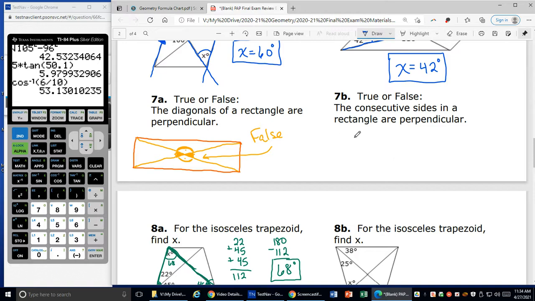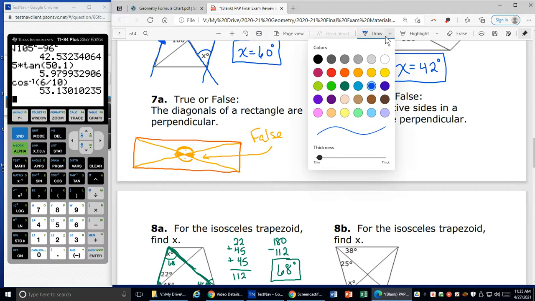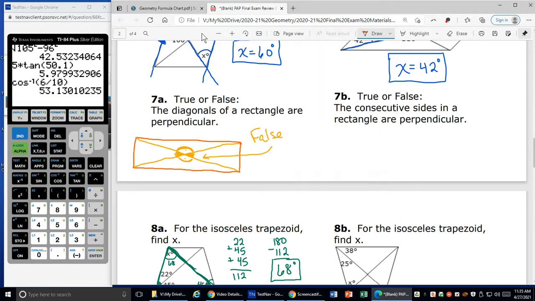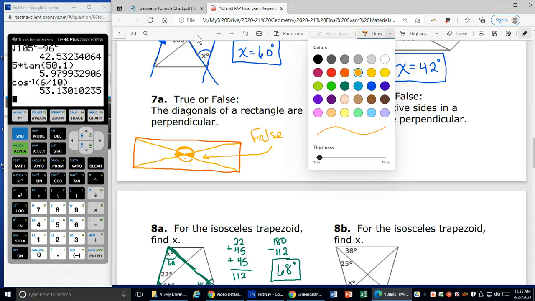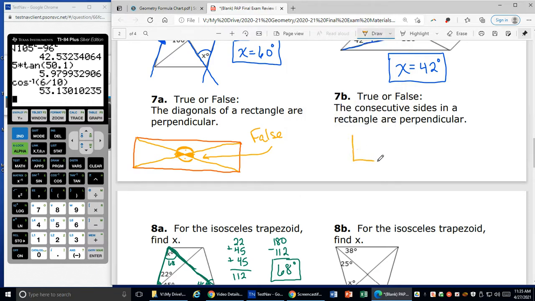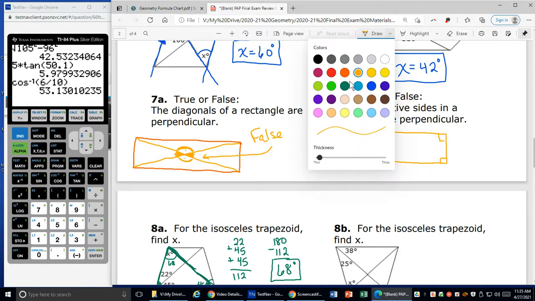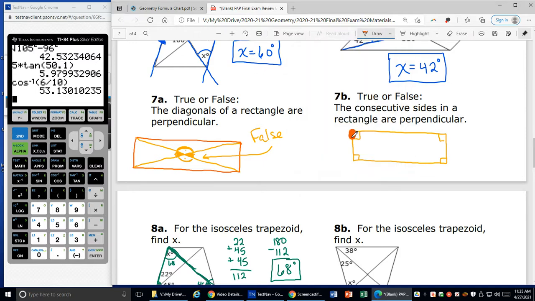True or false, consecutive sides in a rectangle are perpendicular. So that means sides next to each other intersect at 90 degrees. Let's look at a rectangle and see if that is true. Okay, so if I were to draw a rectangle, if it's a rectangle, I know my angles here are 90, so I do have perpendicular intersections, but are they the consecutive sides? Remember, consecutive means next to. So for example, if I look at a vertical side, the consecutive side would be one that was horizontal right next to it. Well, yeah, that intersects at a 90. Those are perpendicular to each other.